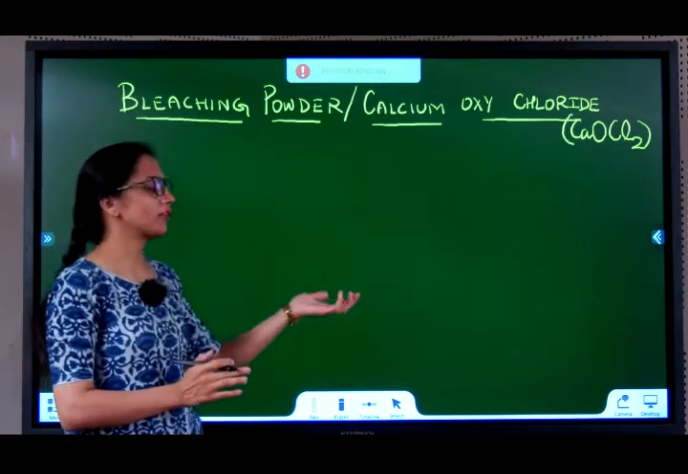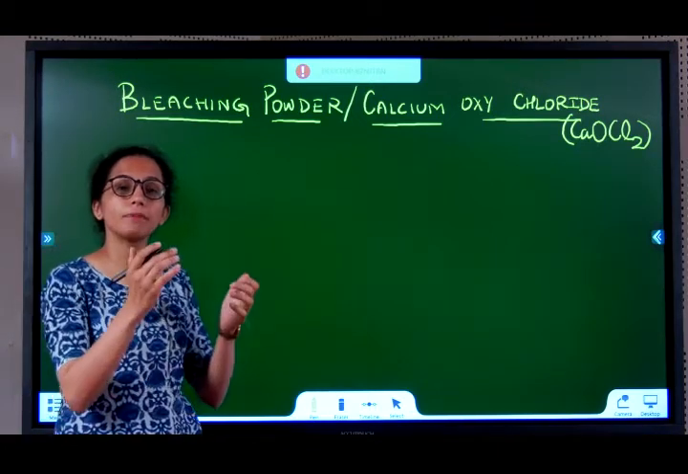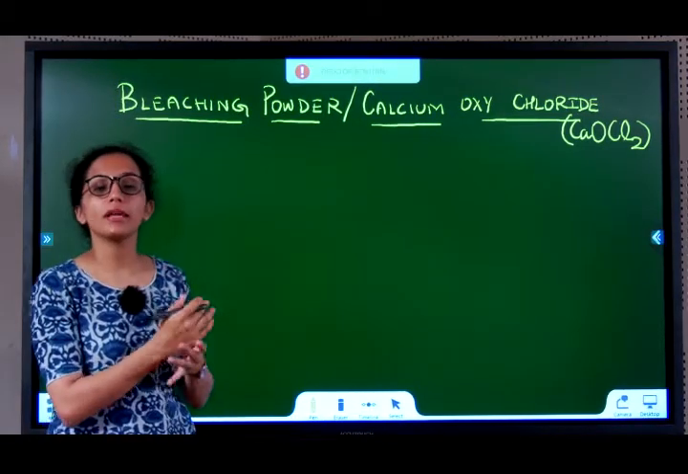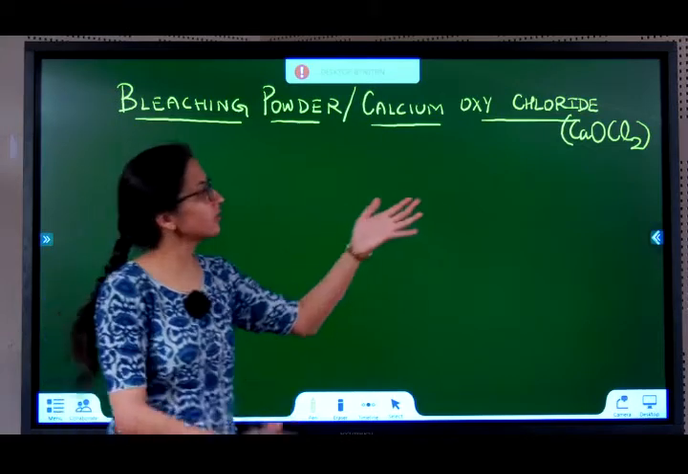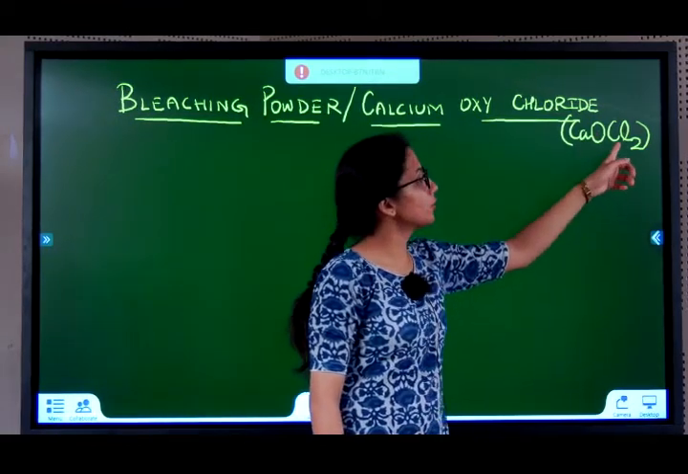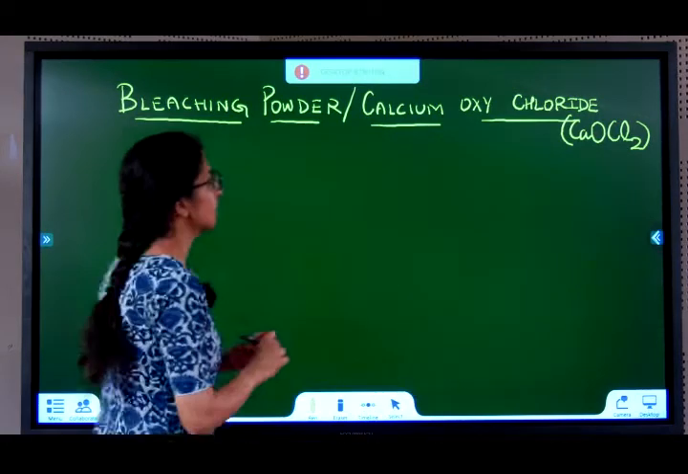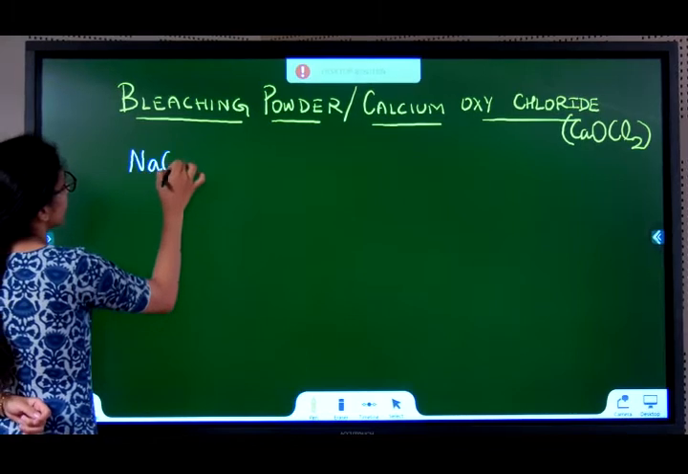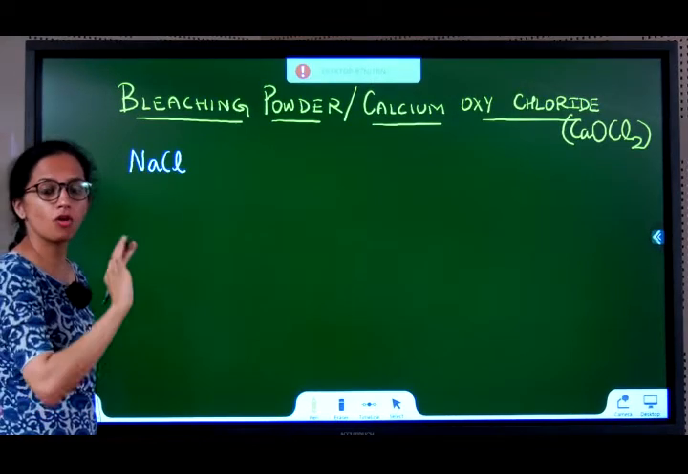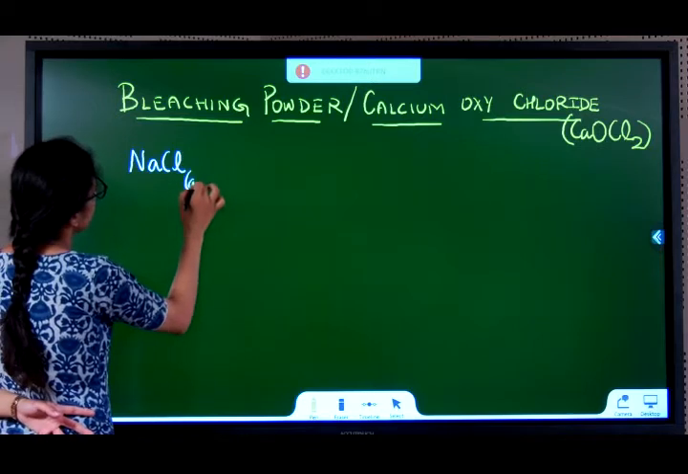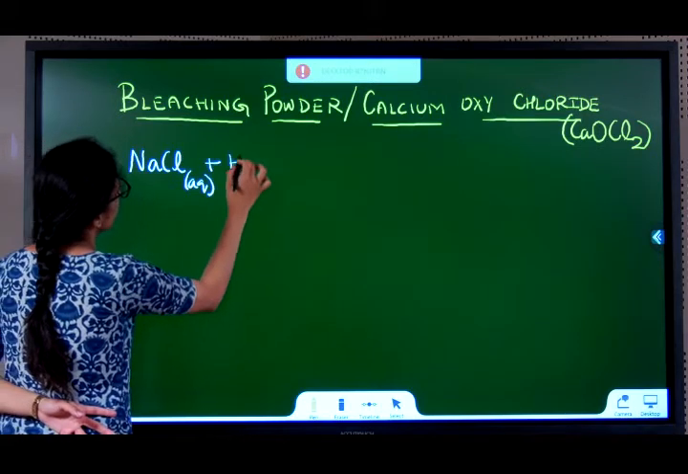So like we saw in the previous use, we got the bleach from NaOH and Cl2. So there is no Na here, but why do we need it? We need that to produce Cl2 gas. How? Let us understand. We first took NaCl. See, all the products we are learning are all from NaCl. We start with NaCl.